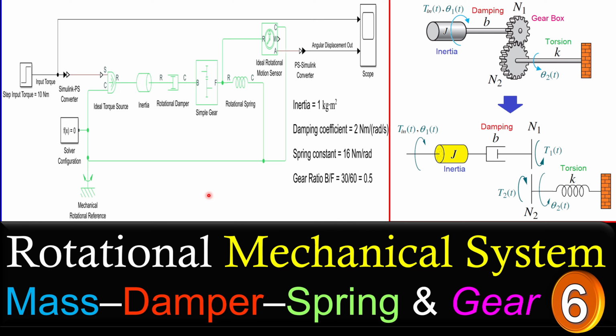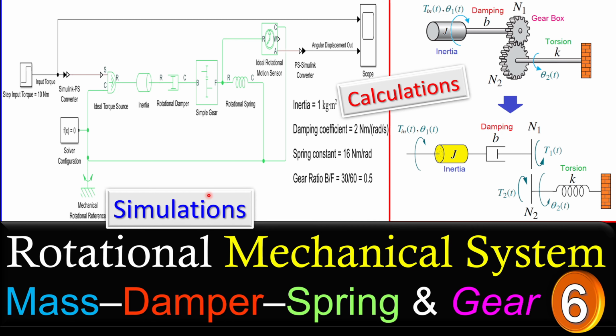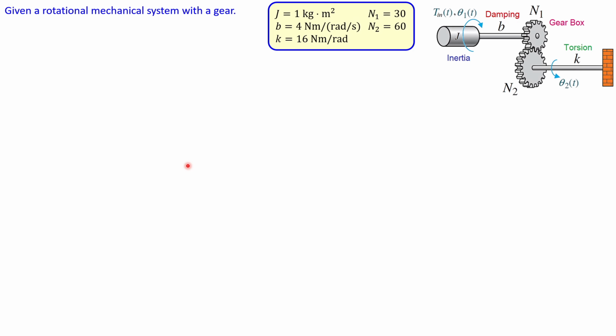This will be our example 6 about a rotational mechanical system. Again, a mass, damper, and spring combination. But in this case, we'll also see a gearbox in this system. So let's also consider that in great detail. Of course, we will work out the calculation for that and also verify these in MATLAB simulation using Simulink and Simscape elements in MATLAB. So let's look at our problem for this example.